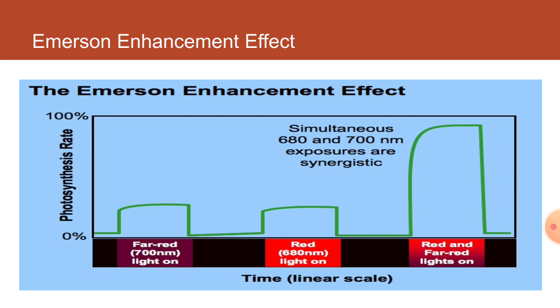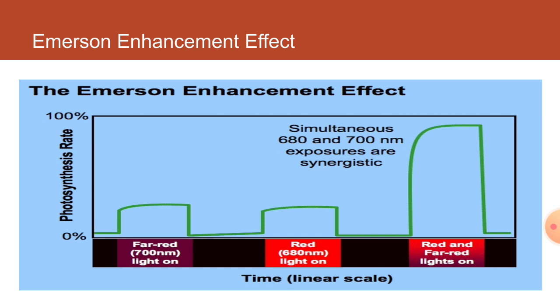Here you can see in the slide the graphical representation of the Emerson enhancement effect. In the first attempt, he gave a high wavelength of light, that is 700 nanometers or above 680. Then you can see how the rate increased. In the second attempt, he gave a low wavelength of light, and then the rate of photosynthesis increased only a little. That is not at all considerable.